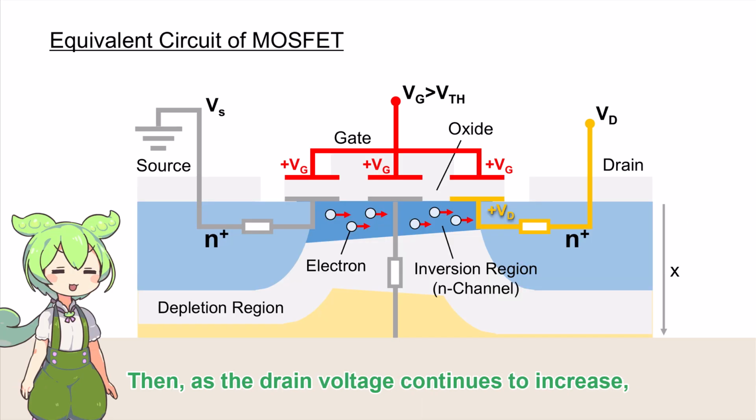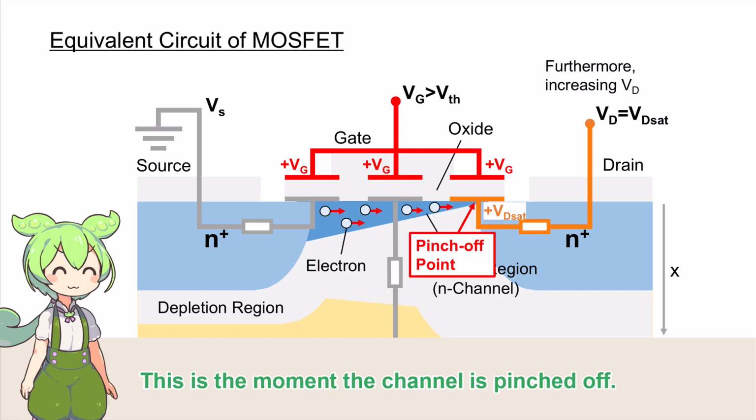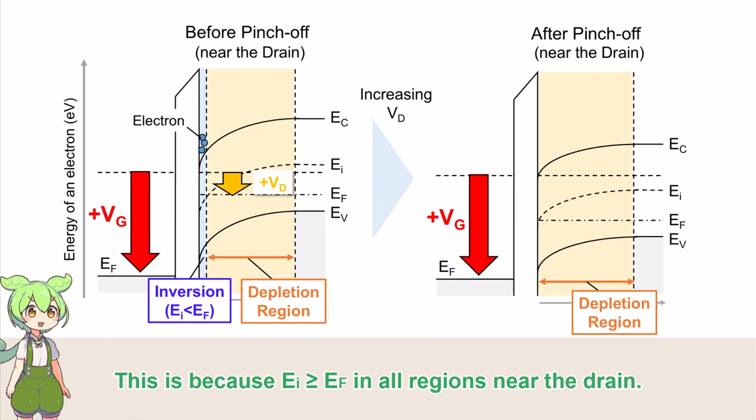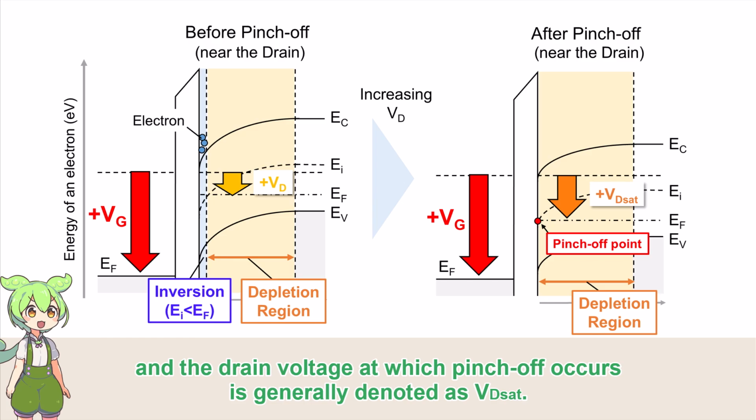Then, as the drain voltage continues to increase, when it reaches a certain value, the inversion region of the drain completely disappears. This is the moment the channel is pinched off. This is because Ei is greater than or equal to Ef in all regions near the drain. Incidentally, the point where Ei is equal to Ef is the pinch-off point, and the drain voltage at which pinch-off occurs is generally denoted as Vd-sat.